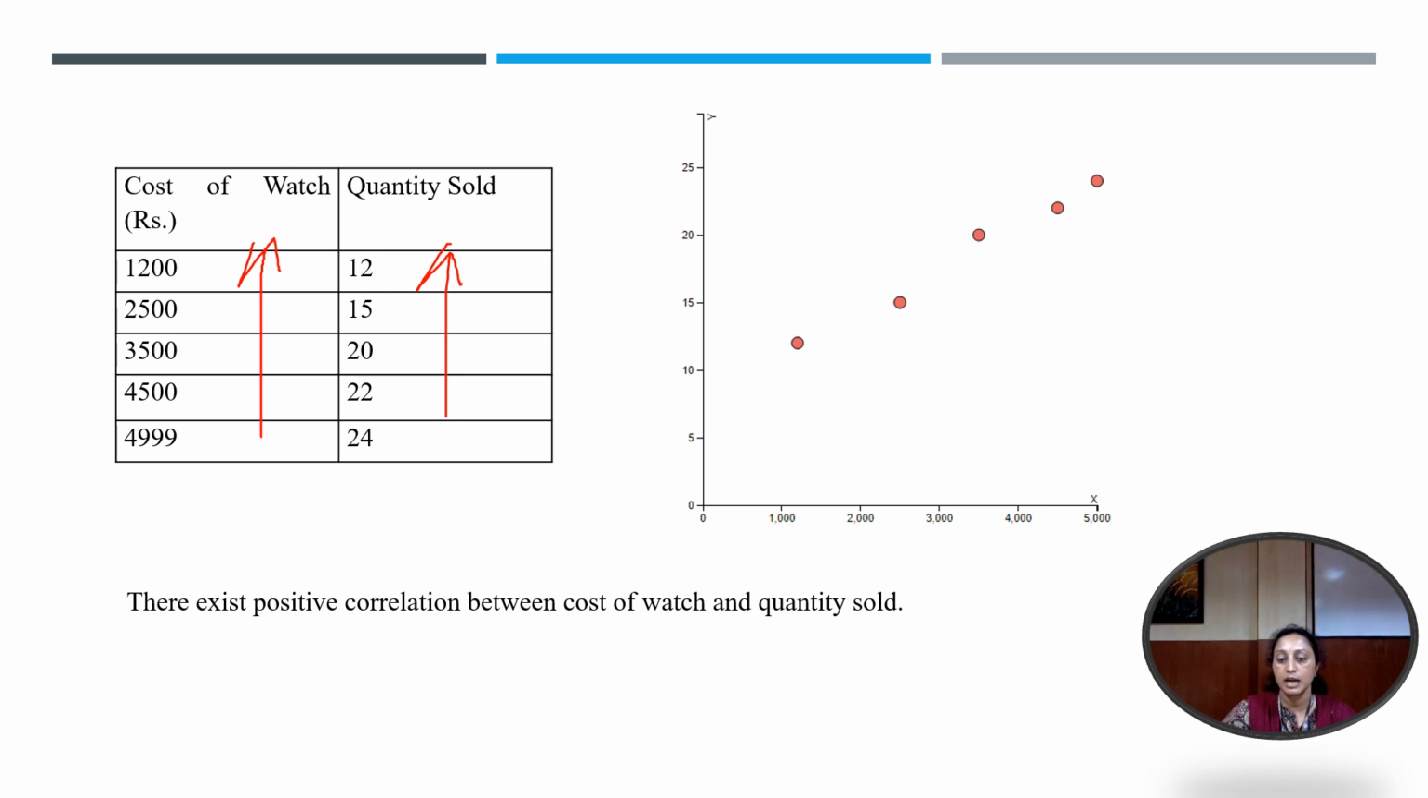So we observe that as the cost of the watch is increasing, the quantity sold is also increasing. So hence there exists an upward trend in cost of watch and the quantity sold. Hence we can say that there exists a positive correlation between cost of watch and the quantity sold.